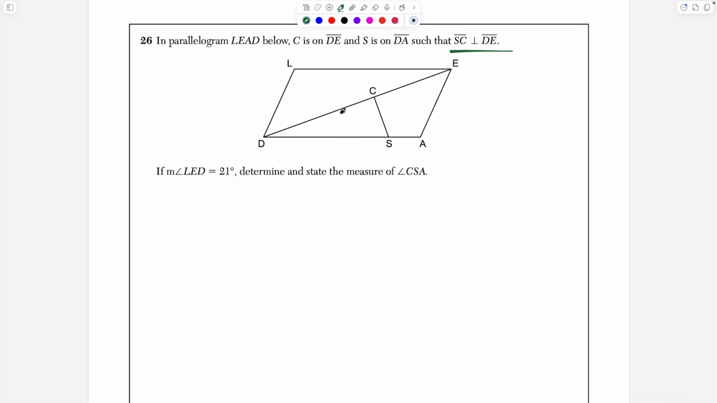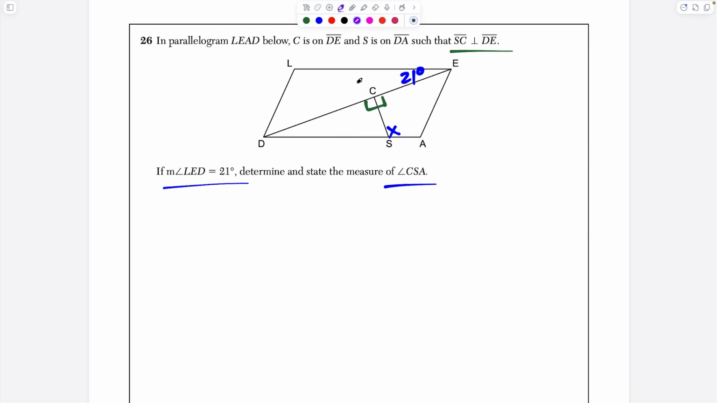So SC is perpendicular to DE means that we have two right angles here. We're also told that the measure of angle LED is 21 degrees. So LED, this angle over here, is 21 degrees. And our goal is to determine and state the measure of angle CSA. So that's this angle over here. I'll just put an X.